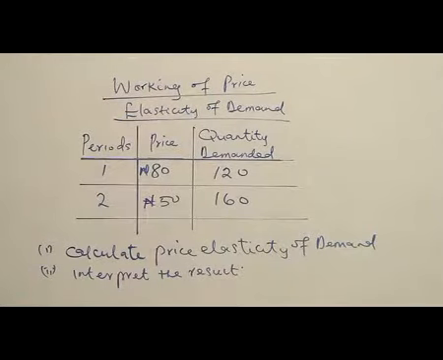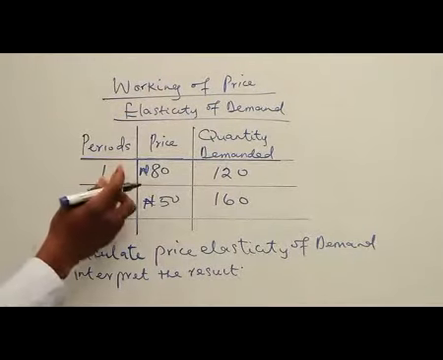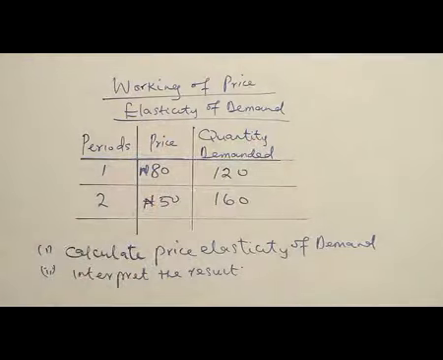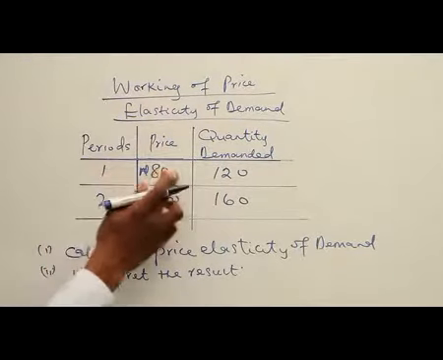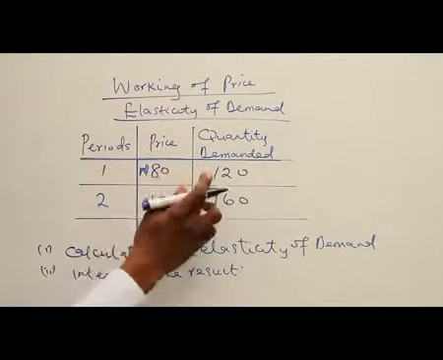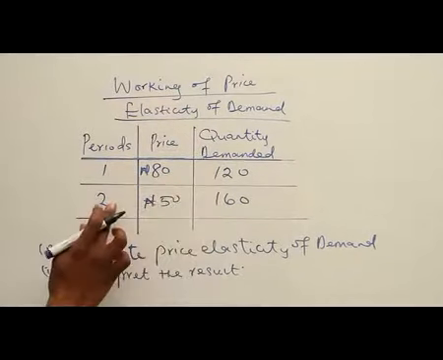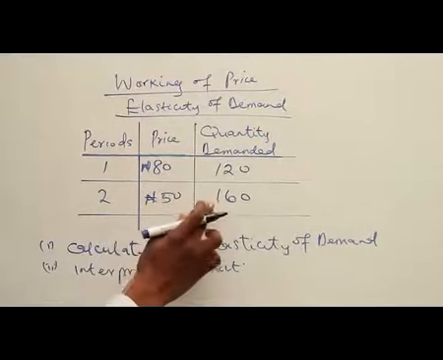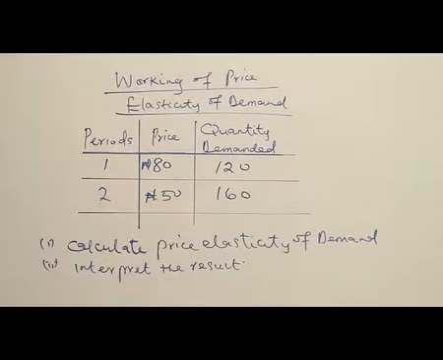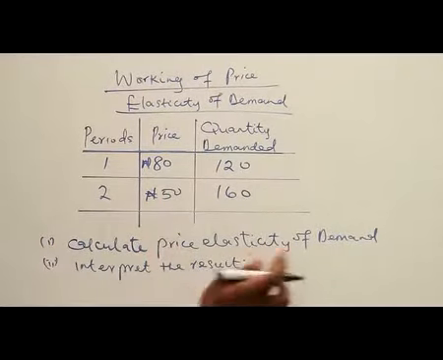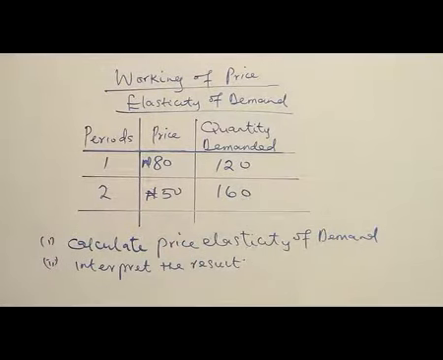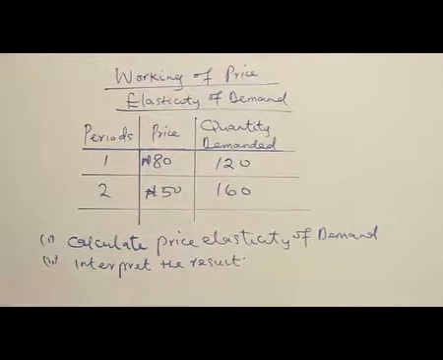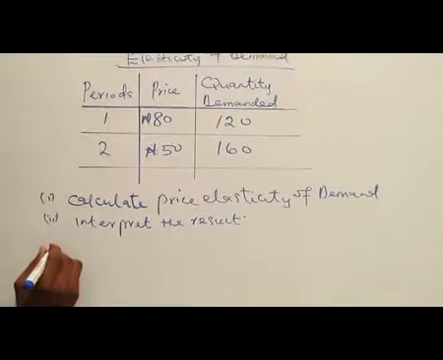Working on price elasticity of demand. Period, price, quantity demanded. Period 1, 18 naira is the price, quantity demanded 120. Period 2, price 15 naira, quantity demanded 160. Now, one, calculate the price elasticity of demand. Then two, interpret the result. That is Roman figure 2. Work it.